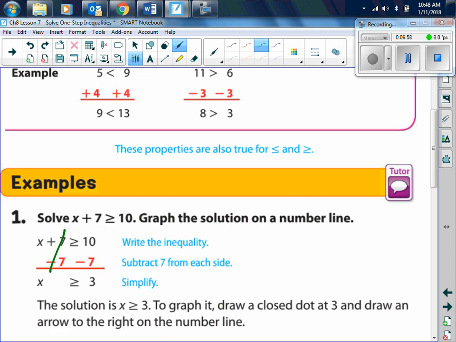So now we're going to graph. Okay? So, what's the important number?